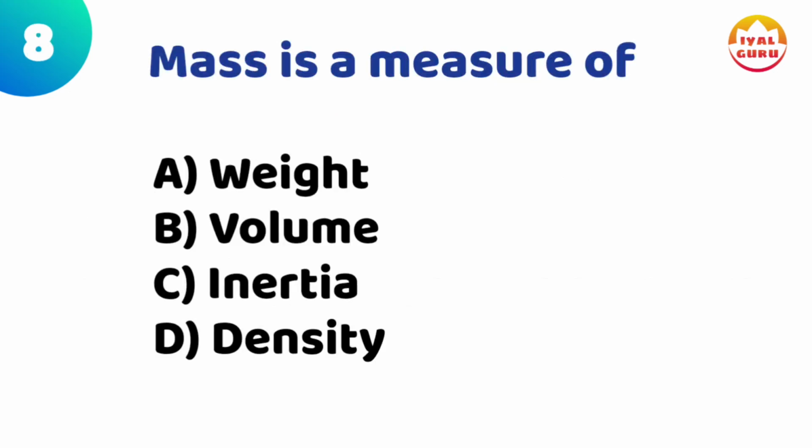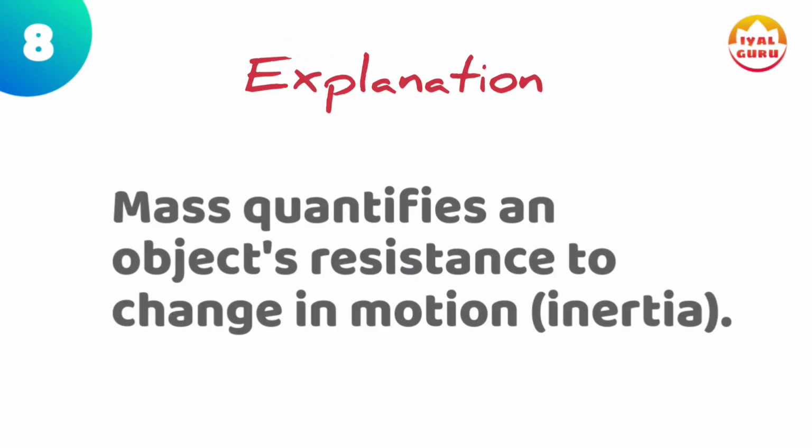Eighth quiz. Mass is a measure of. The correct answer is option C, inertia. Because mass quantifies an object's resistance to change in motion. That means inertia.